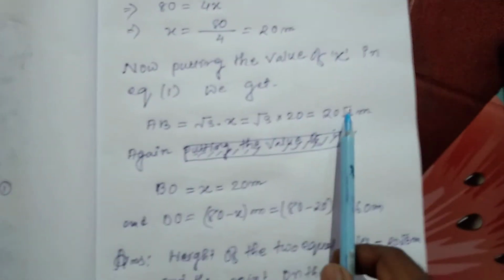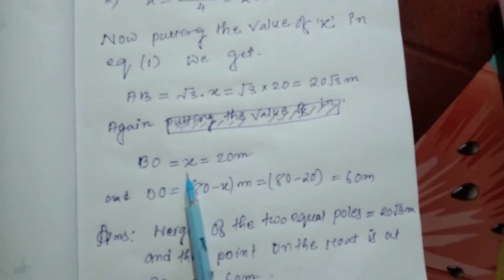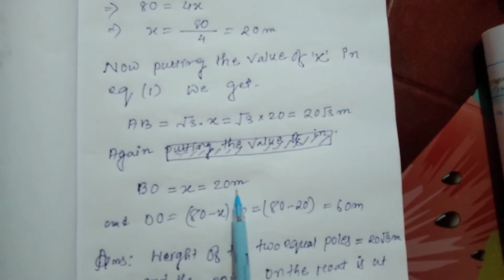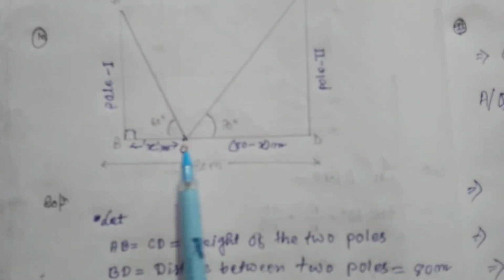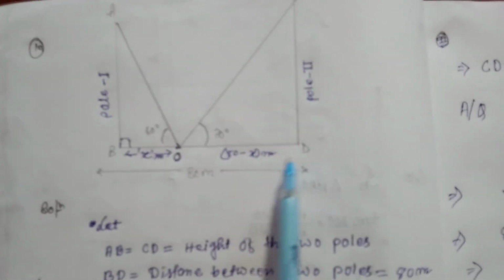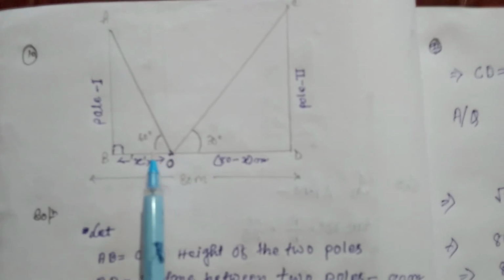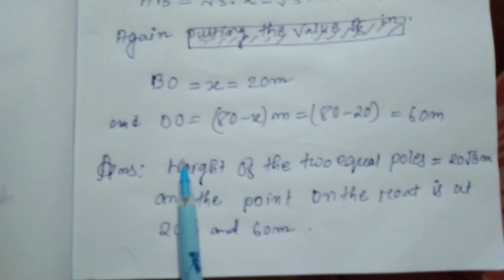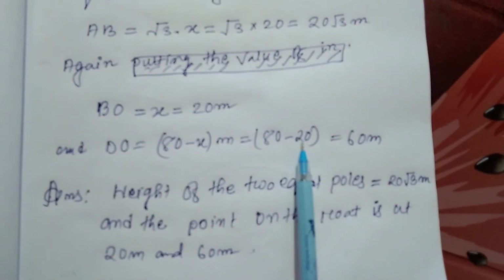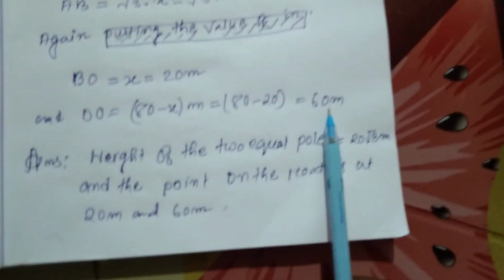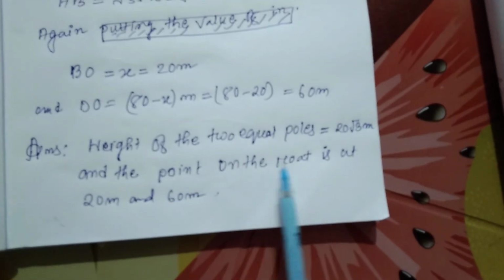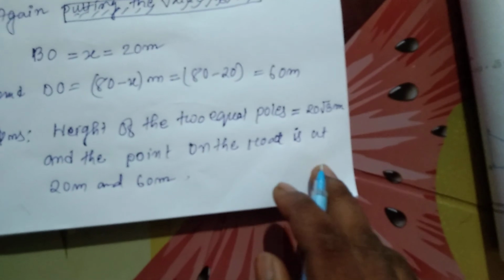Now putting the value of x in BO, BO equals x, because we have considered BO equal to x. The value of x we got is 20 meters, so BO equals 20 meters. And what is DO? In the diagram, this is DO, the distance of the point on the road from the second pole, which is 80 minus x. So DO equals 80 minus 20, which is 60 meters. The final answer is: the height of the two equal poles is 20 root over 3 meters, and the point on the road is at 20 meters and 60 meters.